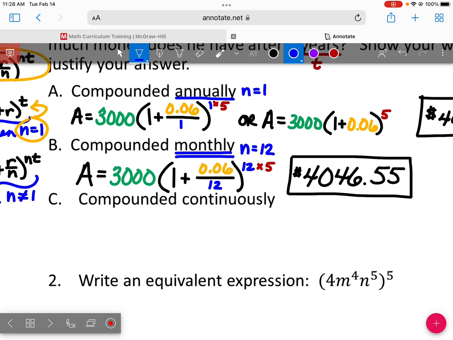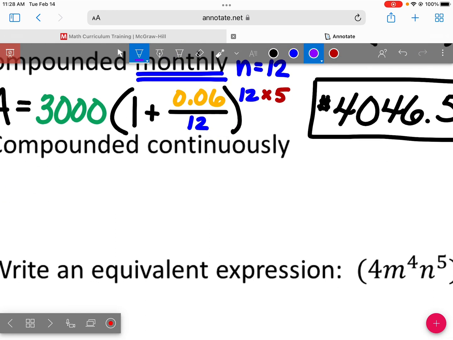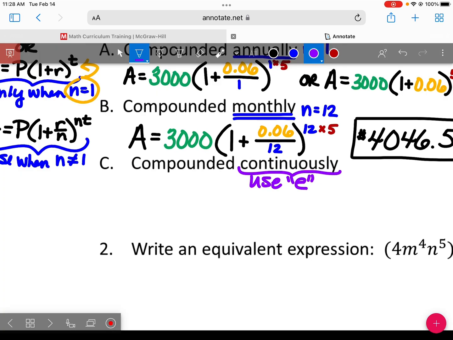Does it happen every hour? It happens more often than every hour. It's continuously. It's just happening over and over and over. This is when we use E, because I don't have a number for continuously. Whenever you see continuously, this means to use E.